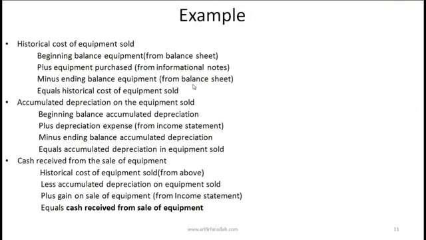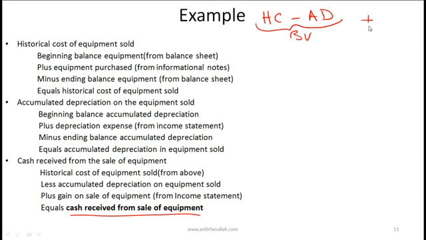This is probably one of the harder questions you could possibly get on the exam, but if you do, let's be prepared for it. So we'll be calculating the cash received from sale of equipment. As we just said, for the cash from sale of equipment, we take the historical cost minus accumulated depreciation. This is the book value, and to this we add the gain. The gain comes from the income statement, and the book value we derive from the balance sheet.